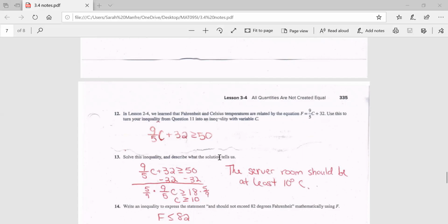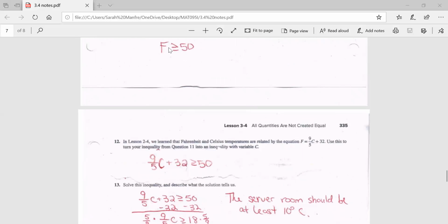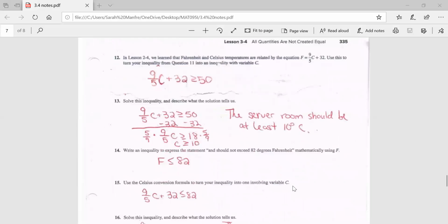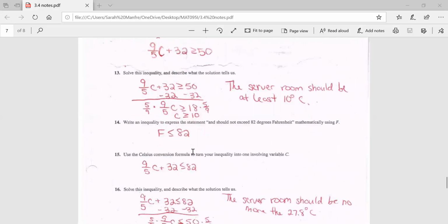Okay, describe what it means. It means a server room should be at least 10 degrees Celsius. So we found an answer, right? We know it needs to be at least 50 degrees Fahrenheit, and that equivalent is 10 degrees Celsius. All right, now we're going to do the exact same thing for the max.